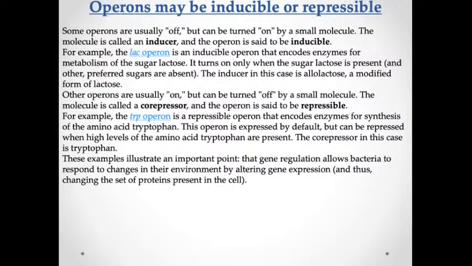Other operons are on but can be turned off by small molecules. The molecules are called co-repressors, and the operon is said to be repressible. An example is the trp operon. The TRP operon is a repressible operon that encodes enzymes for synthesis of the amino acid tryptophan.